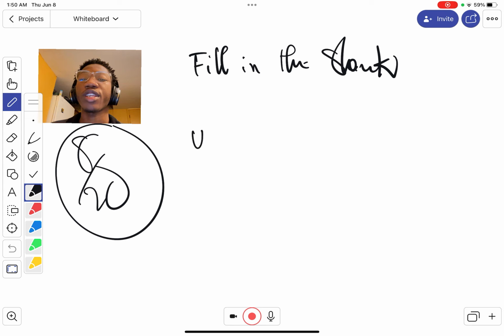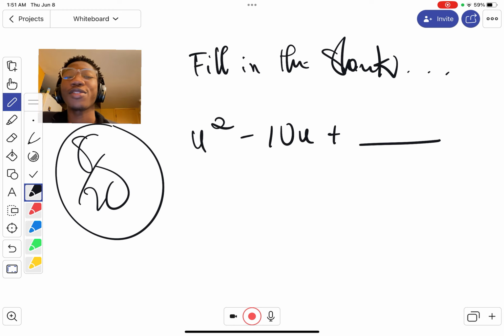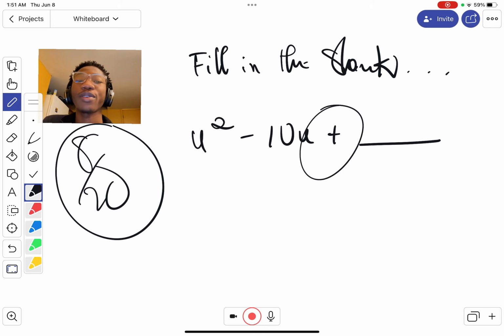So the expression is u squared negative 10u plus, there you go. For those who didn't know, to get a perfect square, the thing they're asking us for is the last term, and the last term is always positive. So just keep that in mind. The last term is always positive, so that's why it's a positive number. And to get the last term, we're going to do a really simple trick.